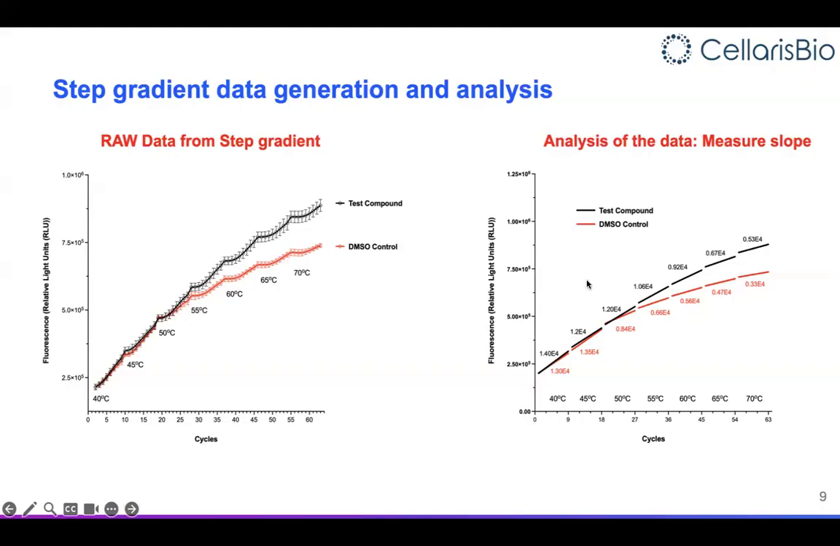And this is the right-hand side of this slide, where you can determine the slopes for each one of these temperature points and compare DMSO with the test compound. And what I want to point out here is that for this particular target, the two temperatures that are most critical are 55 degrees and 60 degrees, where in the presence of the test compound, the slopes are nearly double that of the DMSO control.